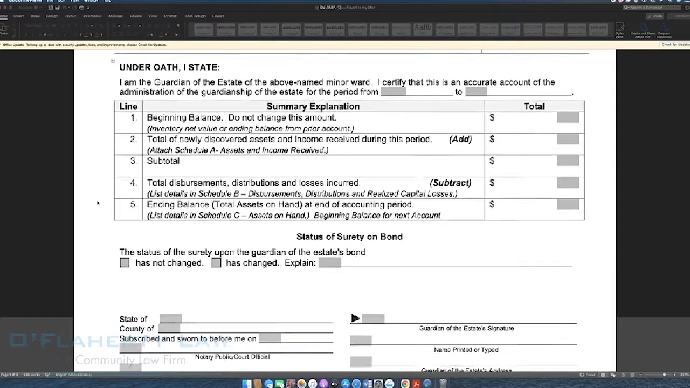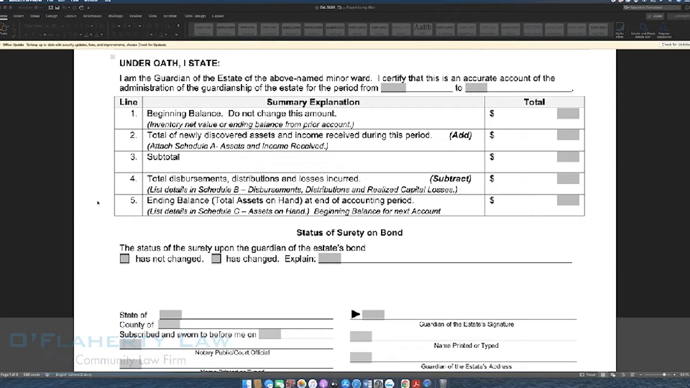So now that we've got the caption taken care of, we'll head over to the body of the document where it says under oath I state, I am the guardian of the estate of the above named minor ward. I certify that this is an accurate account of the administration of the guardianship of the estate for the period from, and you can do 1 year to 1 year, month to month, whatever is required by the guardianship that you are taking. Then you're going to provide a summary, just a quick snapshot of where the finances of the minor that you have been overseeing stand.